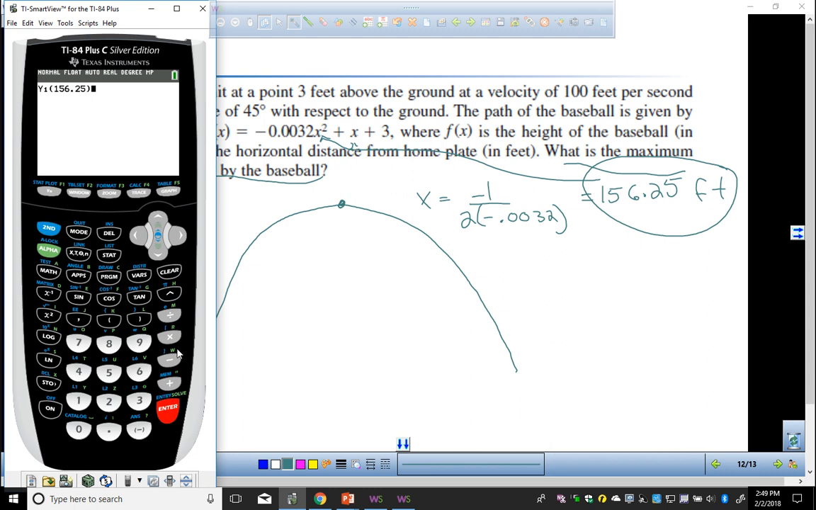You want to see one more way? One more way. Second table set, you set your table to ask, okay? And then if you go second table, all you have to do is plug in 156.25 over here, and it'll give you the answer in your table, 81.125. So a bunch of different ways to do the same thing.